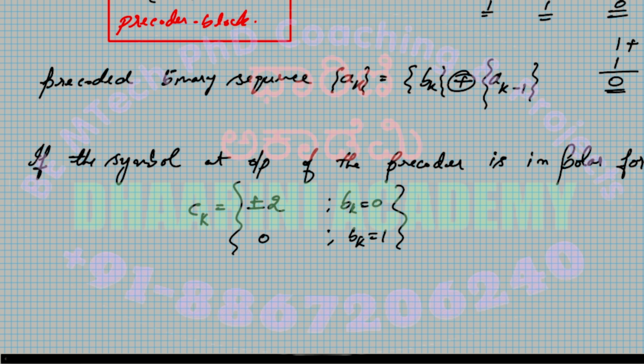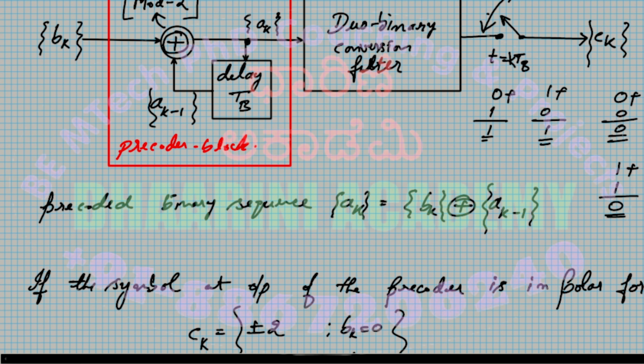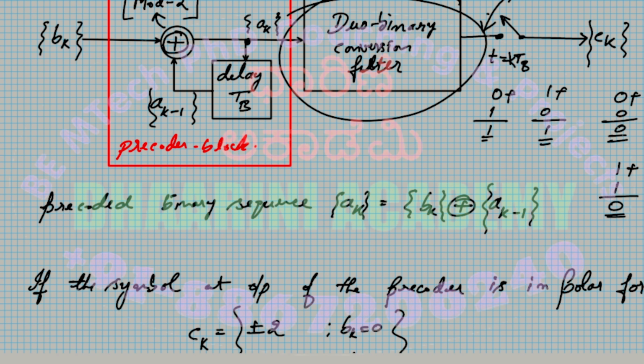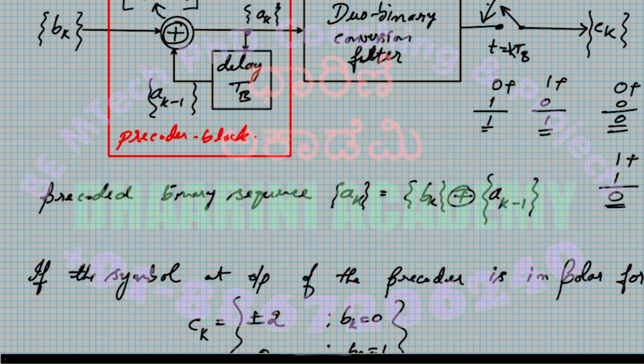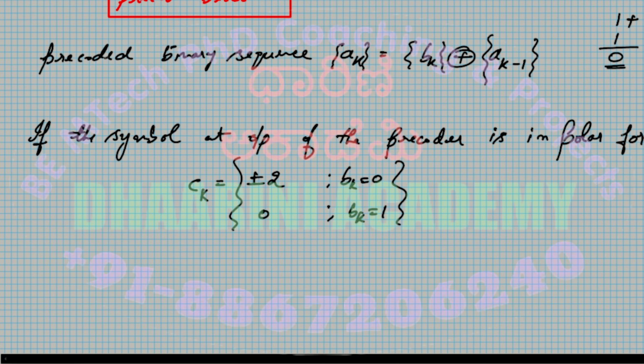It's obvious, right, because you are trying to represent in polar format. Correct? So if BK was 0, let's check this out. If the BK is equal to 0, modulo 2 operator, so it is polar format. The final value of CK becomes equal to, because I have a duobinary conversion after that, so if the value is 0, the duobinary conversion filter will make it either plus 2 or minus 2. At the same time, if it is 1, the duobinary conversion will make it 0 at the output. BK is equal to 1, the CK becomes equal to 0. This is what we have to do.